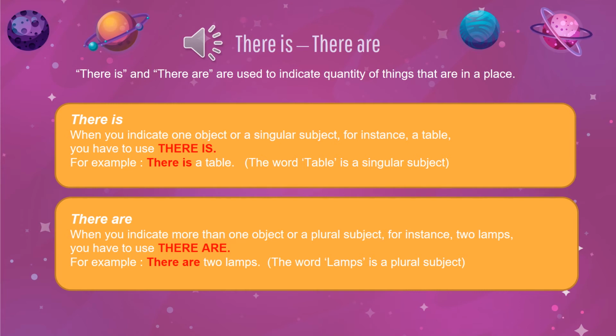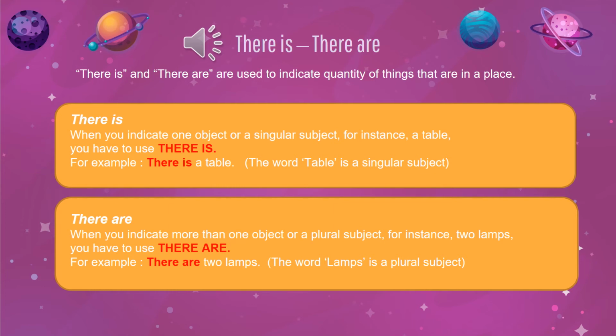Well, the thing that there is and there are have in common is that both are used to indicate quantity of things that are in a place. What's the difference between there is and there are now? There is is used when you indicate one object or a singular subject. For example, there is a table.